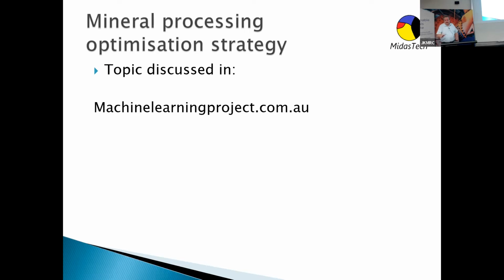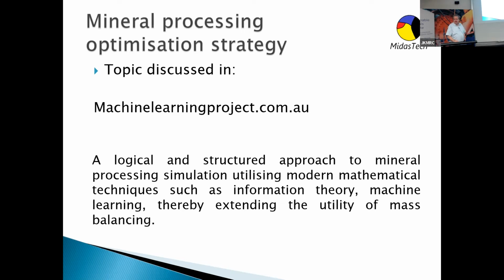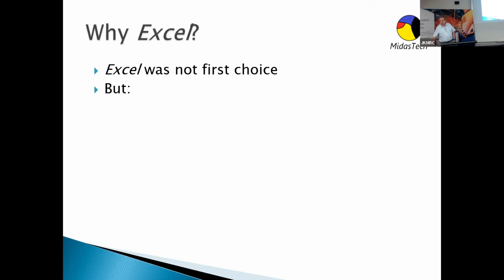And I actually discussed that here 10 years ago. If I start talking about it now, I won't get back onto ExcelFlow. So I will talk about it. But I believe it's a logical and structured approach to mineral processing simulation using modern mathematical techniques, such as information theory, machine learning, thereby extending the utility of mass balancing. So a critical path is a different viewpoint of mass balancing to extend its capability beyond the conventional approach.